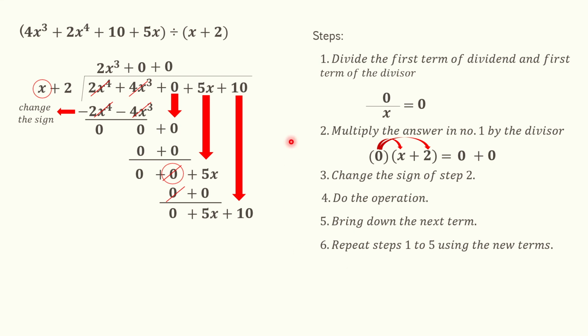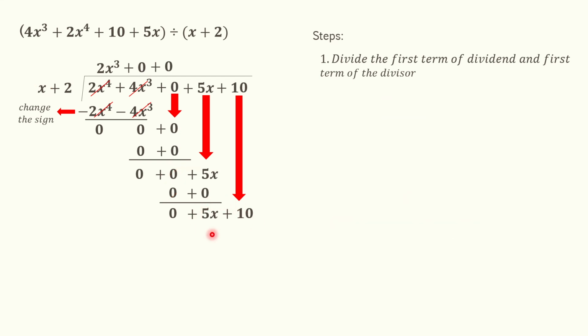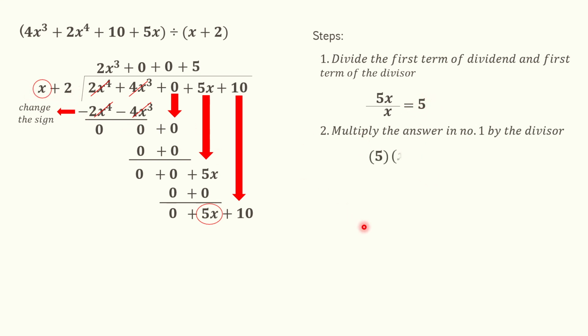Then, repeat again the steps using these new terms. 5x plus 10. Okay? So, balik na naman tayo. This time, ito na yung first term na naman natin, 5x. Divided by first term dito, then you have x. So, 5x divided by x, that is equal to 5. Then, again, isusulat na naman natin yan dyan. So, plus 5. So, multiply this one by the divisor. So, 5 times x equal to 5x. 5 times 2 is equal to 10. Okay, after that one, write it down here.